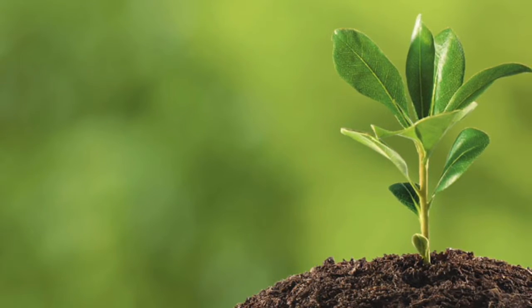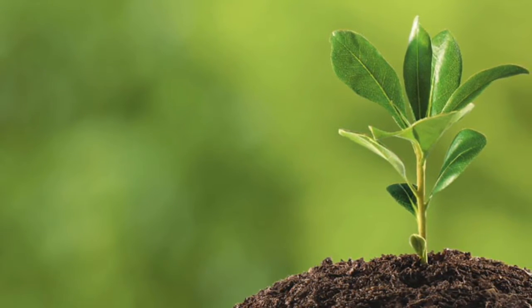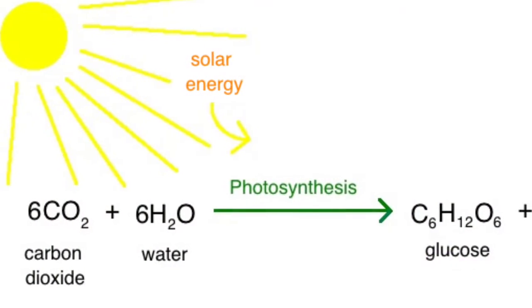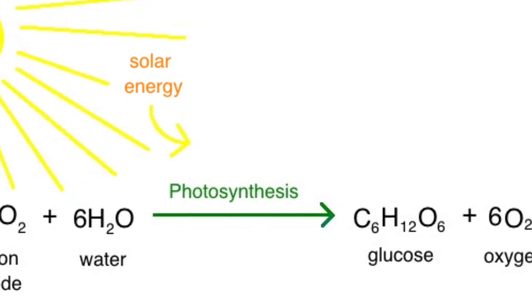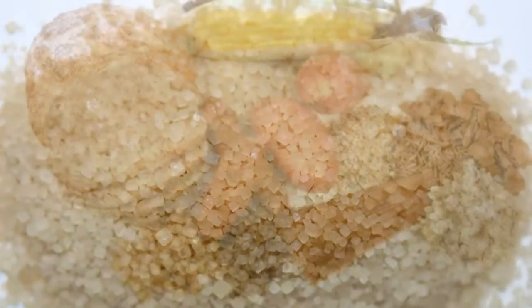Photosynthesis captures light energy and uses it to power chemical reactions that convert carbon dioxide and water into oxygen and energy-rich carbohydrates such as sugars and starches.